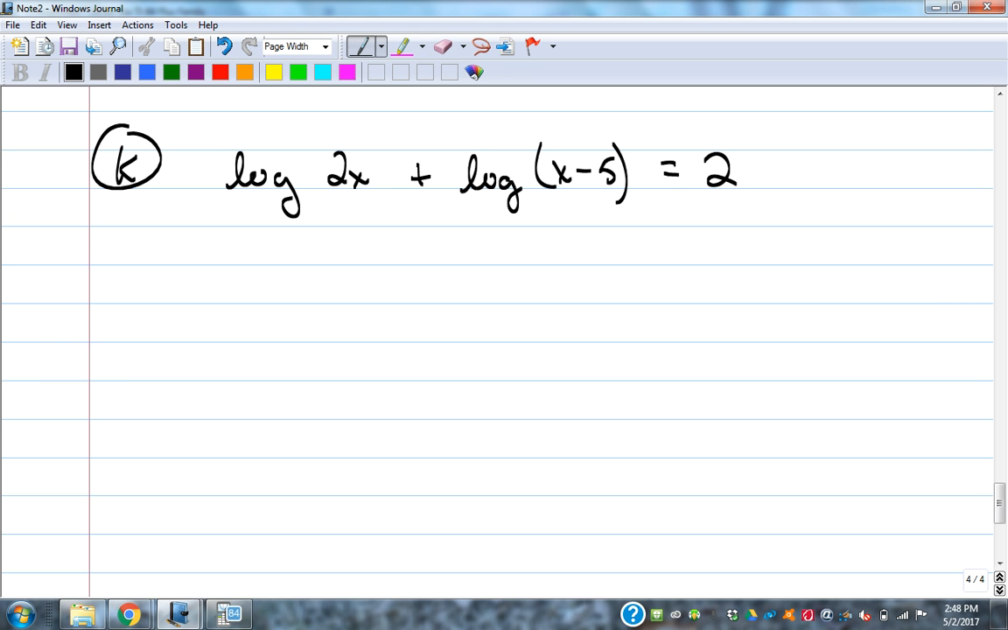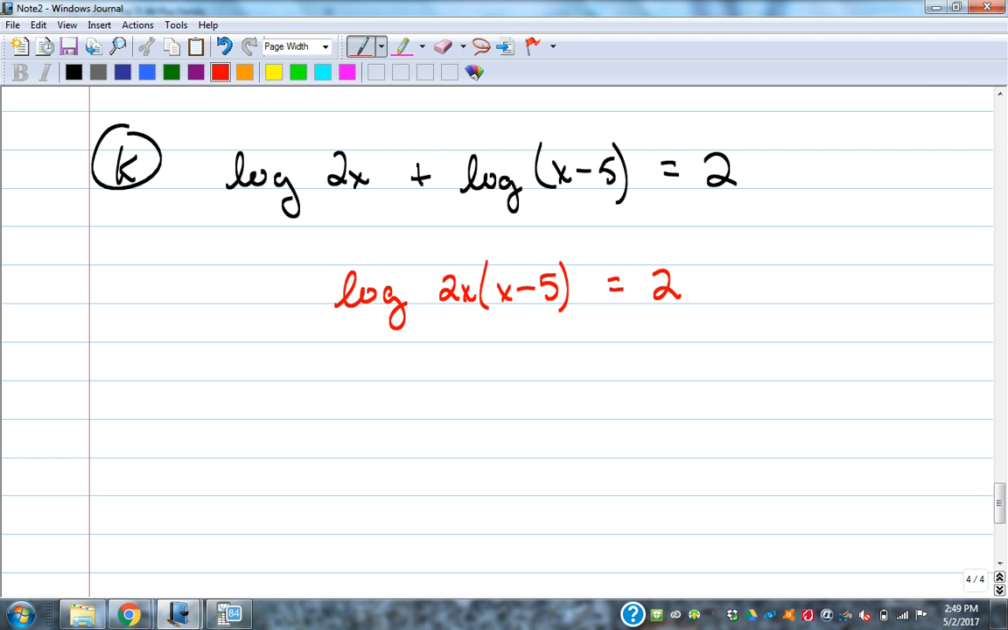Now, on the left side, what's going on between the two logs? They're adding. What property did we talk about earlier that changed addition? It turns it into multiplication. So I could rewrite that as one log that's multiplication on the inside. So this side here can condense to be log of 2x times x minus 5. So I've condensed this thing into one log, and now it's like the problems we were just doing, because I can get rid of one log. Can't get rid of two logs, but I can get rid of one.